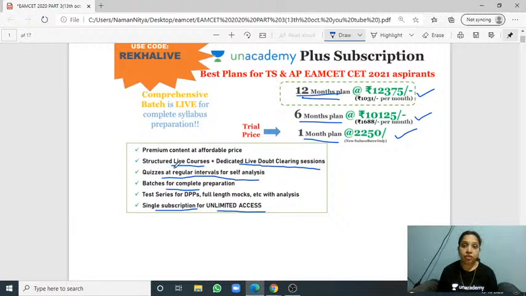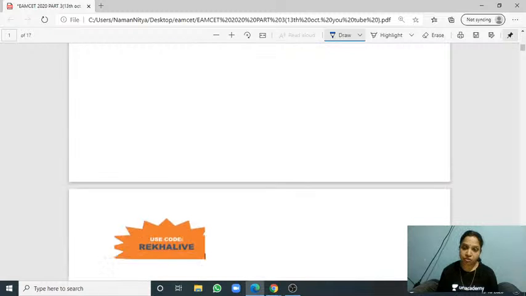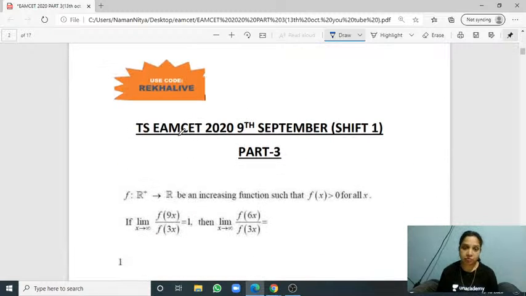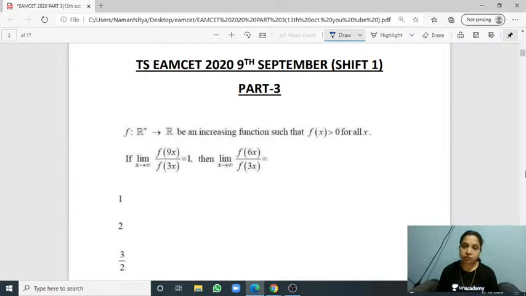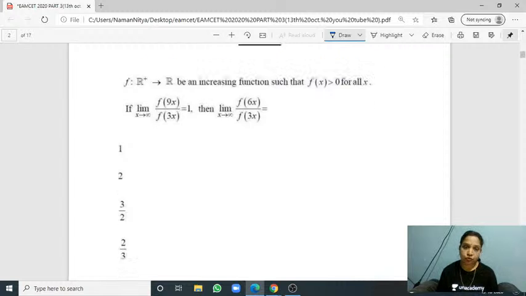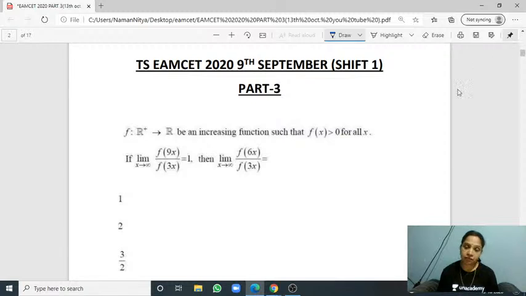So good evening everyone, all my students. We are just solving the EAMCET 2020 paper. In my last 2 lectures, I have taken a few questions from TS EAMCET, that is on 9th September shift 1. This question paper I am solving, TS EAMCET 2020 9th September shift 1 paper, and today is part 3. Part 1 and part 2 I have already completed. If you have not seen those questions, you can just see the videos again. You will get the idea what questions I have solved in part 1 and part 2.